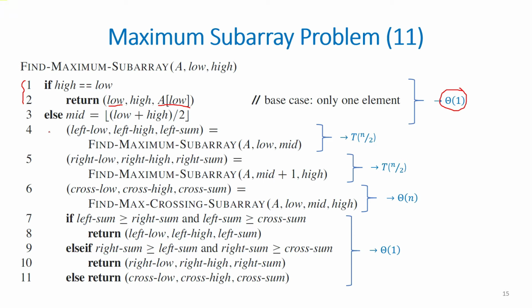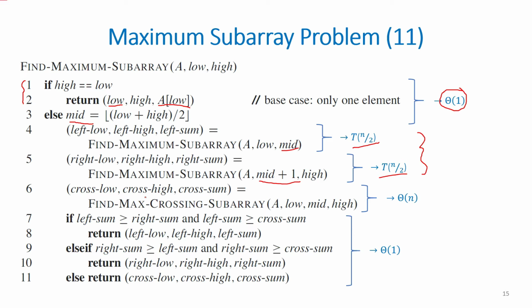If it is a recursive case, then it would calculate mid on line 3 and then recursively call the same function with inputs mid and mid plus 1 on lines 4 and 5. Since each of these two recursive functions works on half the actual size, we would have a running time of T of n/2 for both these cases.